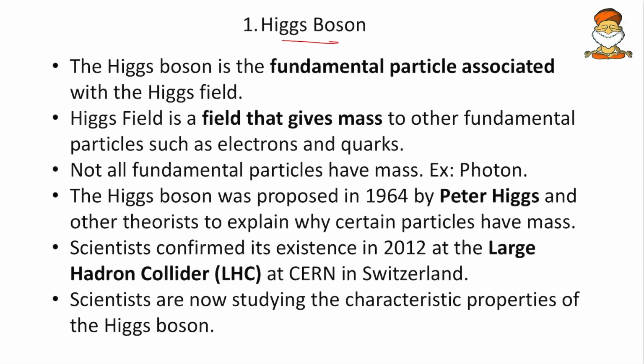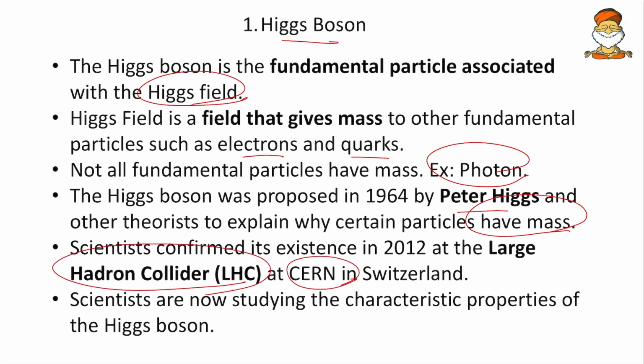So first is the Higgs boson. The Higgs boson is the fundamental particle associated with the Higgs field. Now what is this boson, what is this Higgs? All those things we will discuss in detail. The Higgs field is a field that gives mass to other fundamental particles such as electrons and quarks. Not all fundamental particles have mass, for example, the photon doesn't have a mass. The Higgs boson was proposed in 1964 by Peter Higgs and other theorists to explain why certain particles have mass. And scientists confirmed its existence in 2012 at the Large Hadron Collider, that is at CERN in Switzerland. Scientists are now studying the characteristic properties of the Higgs boson.